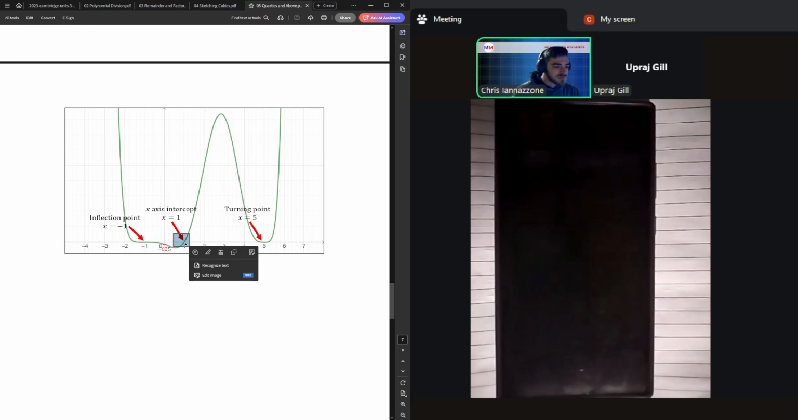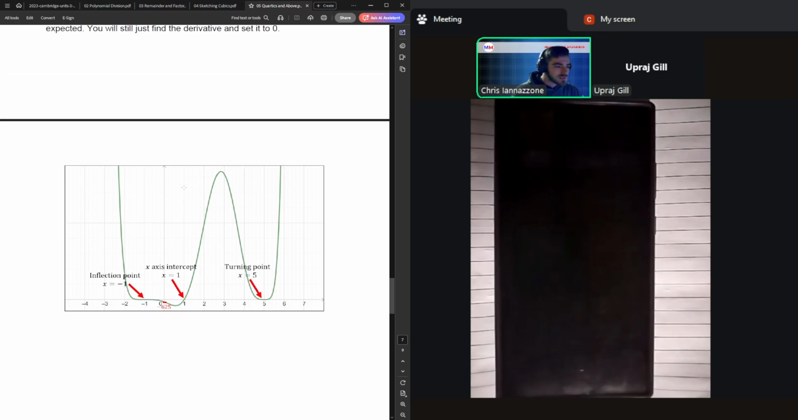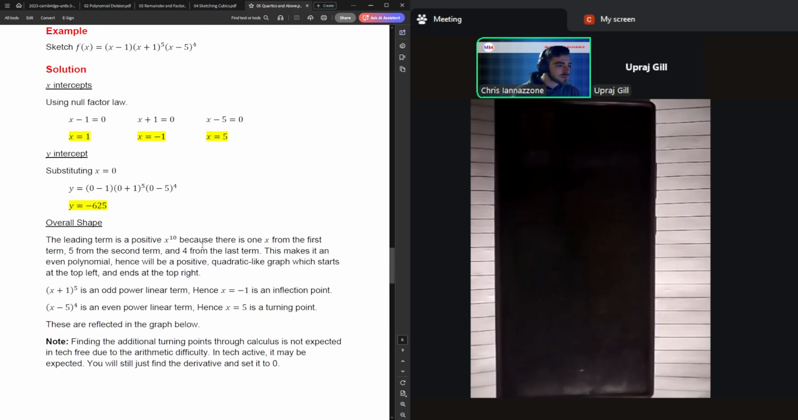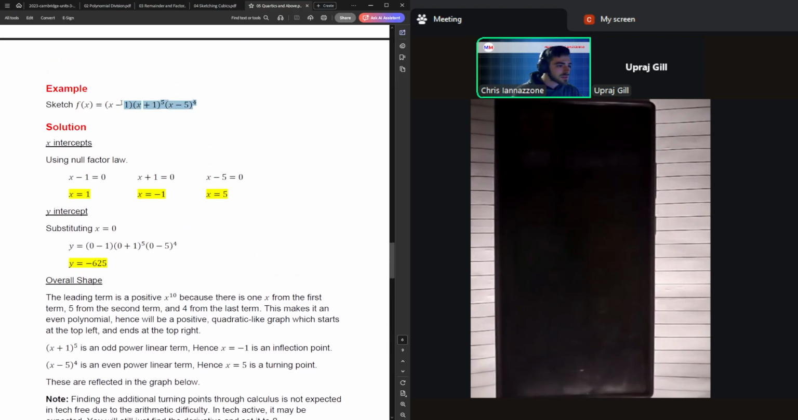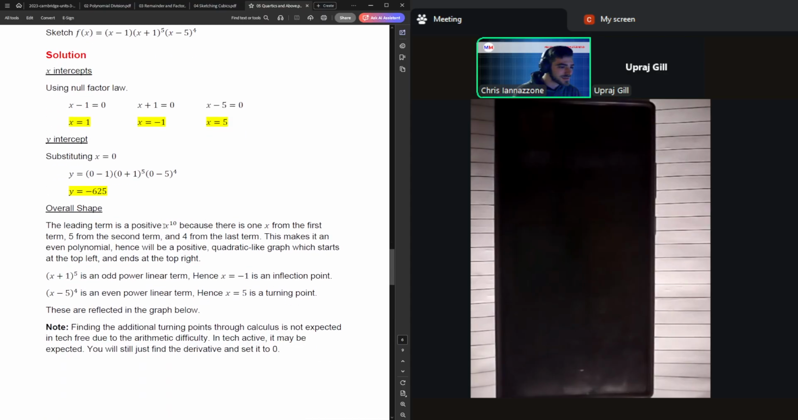And so in that way, you can still get a rough estimate. Now that's just those key features that we found. How do we get the rest of the shape? Well, that's going to come from... Oh, I actually counted this wrong, sorry. This is a power of 10, not a power of 9. You count the overall power of the graph. Power of 10, even, it's going to be a quadratic type shape, which means it's either going to start and end top or start and end at the bottom, like a parabola would.